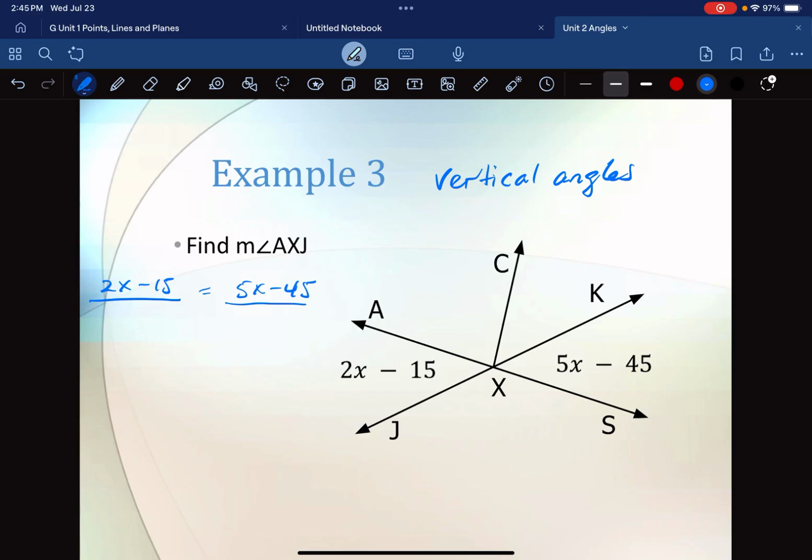But I need to move my 2x over with my 5x. So minus 2x. It leaves me with the negative 15. 5 minus 2 is 3x. And now add my 45.